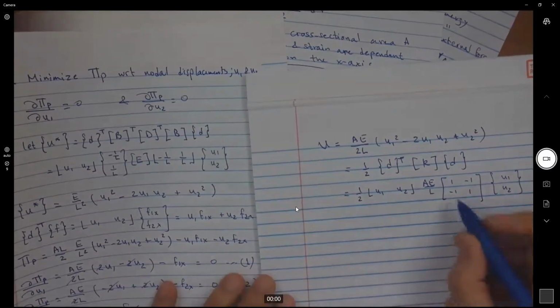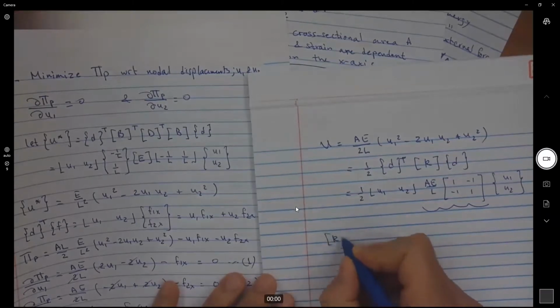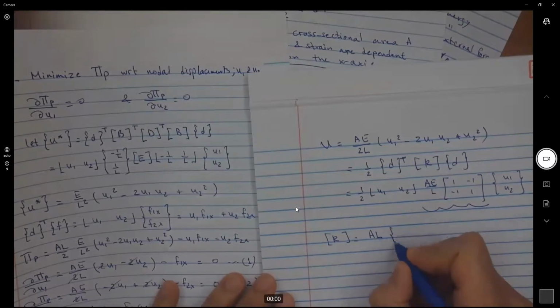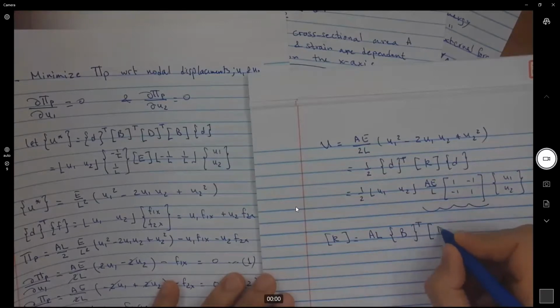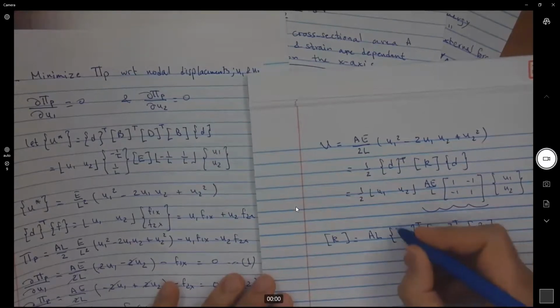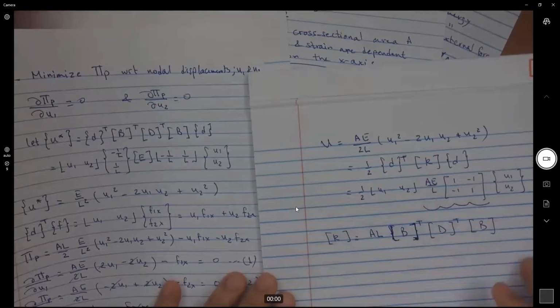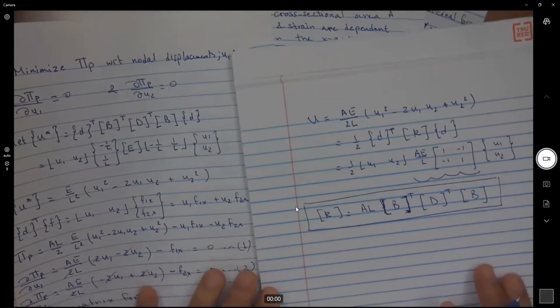So we can say that this K matrix is equal to AL multiplied by B transpose times D transpose times B. And this is going to be important. I'm going to leave this as a rectangular matrix because we can use it later on when we are deriving the stiffness matrix for other elements.